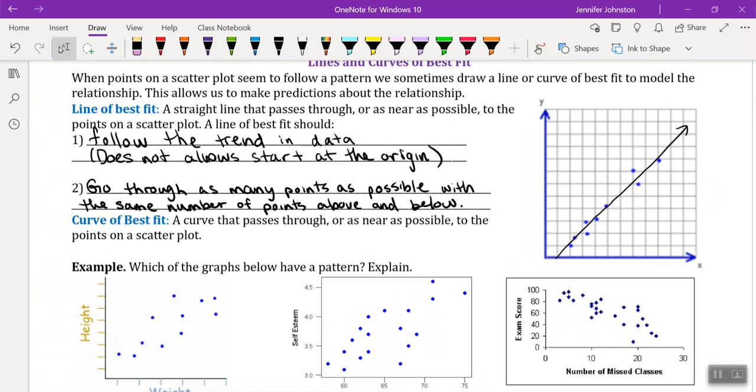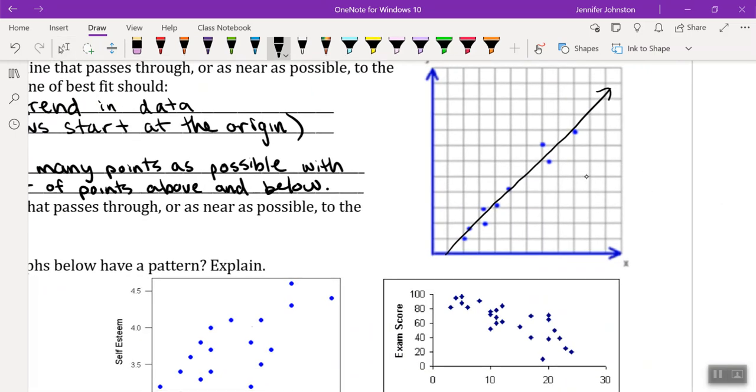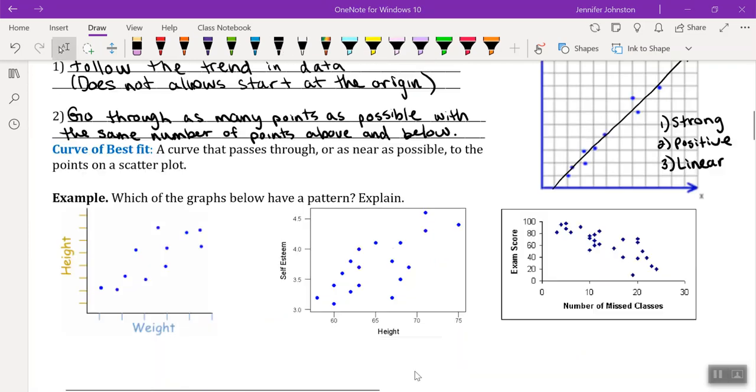All right, we can see here, is it strong or weak? This is definitely strong. Is it positive or negative? It's definitely positive. And is it linear or nonlinear? It definitely looks linear. It'd be nonlinear if it was making a curve.